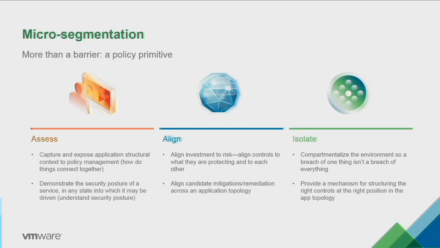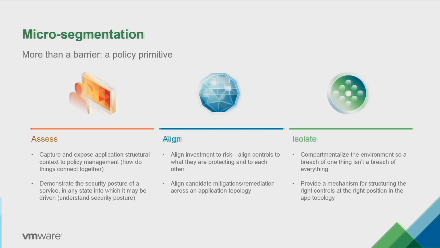So it allows us to do that. It allows us to align controls to it. It allows us to align controls to each other. And of course, it does allow us to isolate, to compartmentalize risk. So it's very powerful. I actually don't think of it as a firewall or in fact, it's more than just firewalling in order to implement this, right?